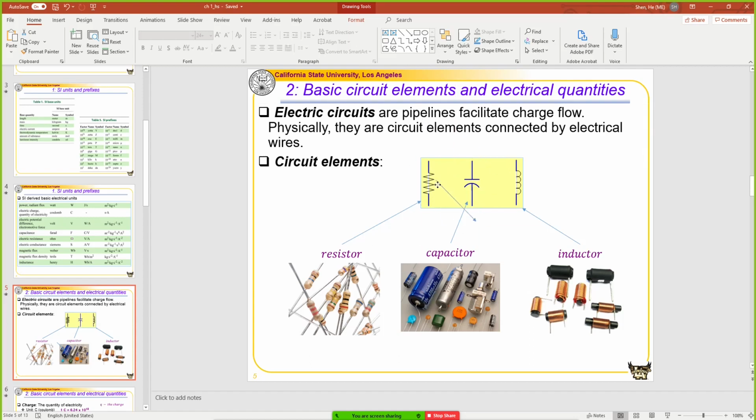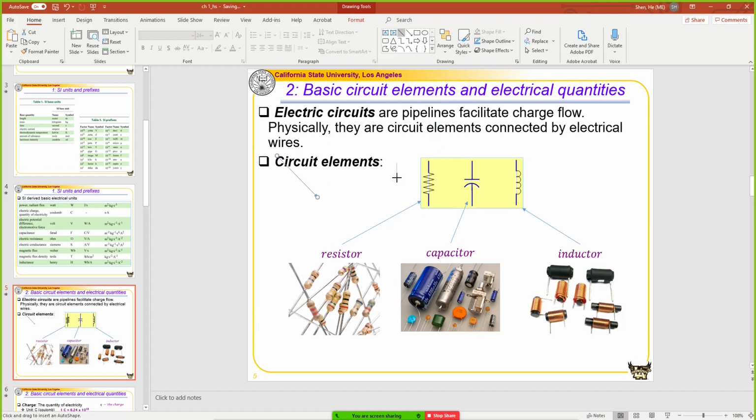So the symbol for a capacitor is something like this. In some textbooks they use a different symbol to tell the difference between the capacitors. Sometimes they use this symbol to represent a capacitor with a reference polarity, so one side is positive, the other side is negative. Normally if they do that, they will label the plus and minus sign on both sides. In this class, we don't differentiate them. So this is one way to draw a capacitor.